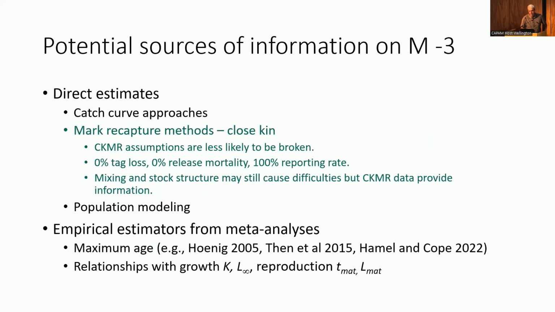Of course, I can't not talk about close kin, and I'd get in trouble from Rich and Sorrow if I didn't. So these CKMR assumptions are less likely to be broken because there's no tag loss, there's no release mortality, and there's 100% reporting rates. So mixing and stock structure may still cause difficulties, but they do provide good information, and this is probably the option with the best potential.